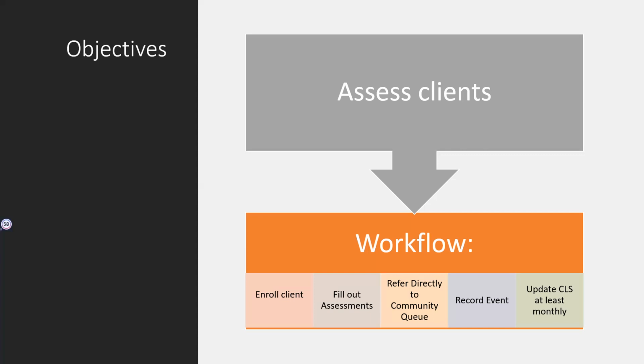you'd be updating the current living situation at least monthly to ensure that the system recognizes that they're still in need of services, that they're still eligible, and exit them when they do find a situation, or if they don't require services anymore. With that being said, we're going to jump into the live site to see what that looks like.